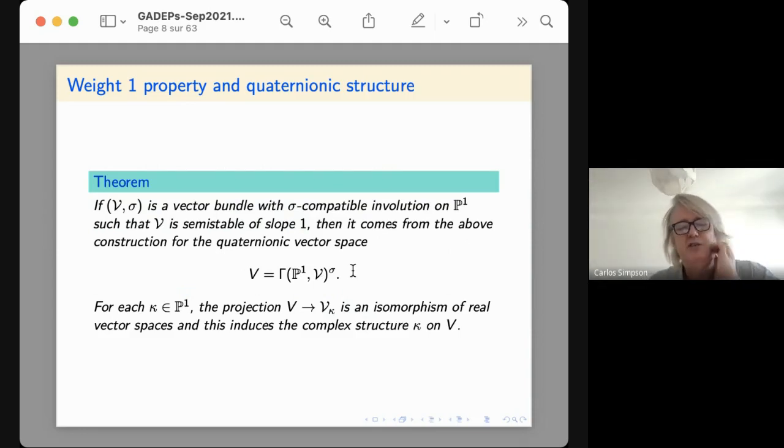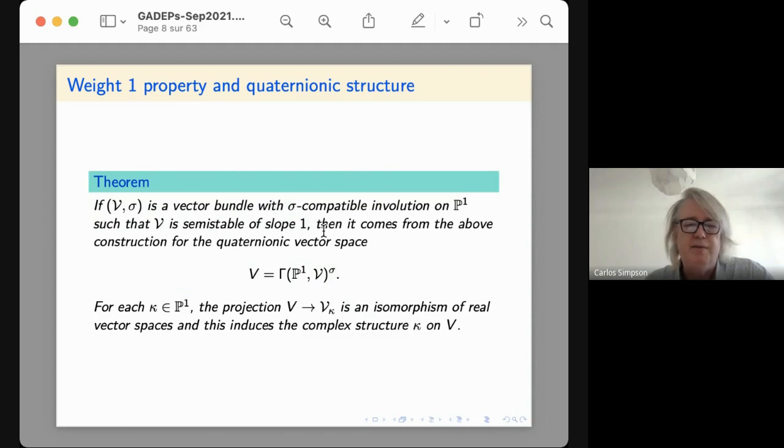And how do you get an action of the quaternions? Well, you actually get an action of any one of the complex structures of the quaternions, therefore including in particular I, J, and K, by saying, okay, this space of sections, this is a real vector space because we took the sigma invariant pieces. This space of sections maps into any one of the fibers. The fact that it's semi-stable of slope 1, you can see that that actually is going to make it map isomorphically into the fibers.